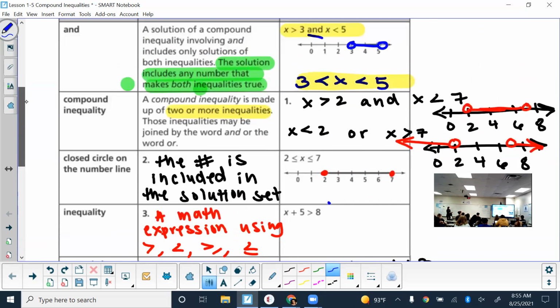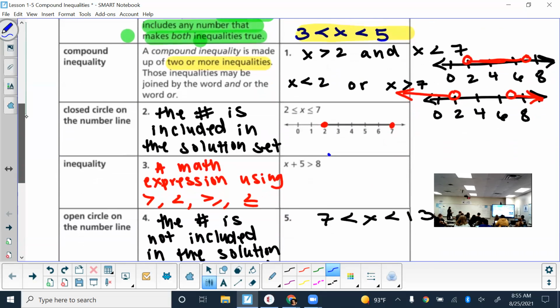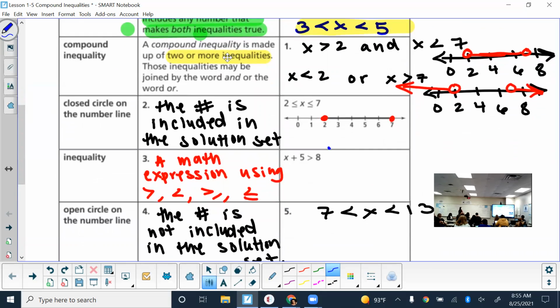So next we have just what are compound inequalities. That one's already written for you. It's 2 or more inequalities that are joined by the word and or the word or. So either they're both true at the same time or just one of them is true.